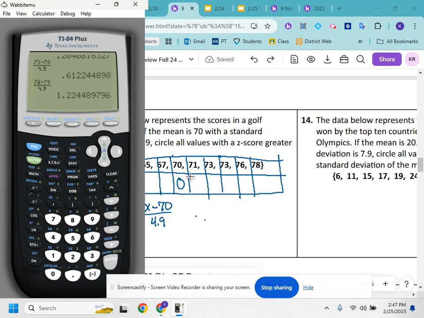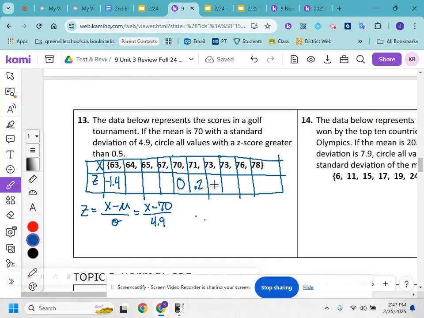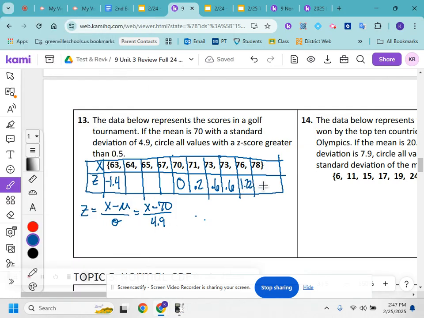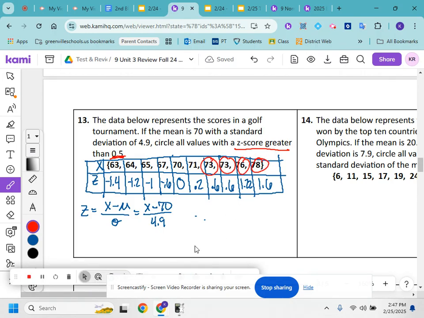Okay, so 71 was 0.2. 73 was 0.6. There's two 73s. 76 was 1.22. Well, we're already greater than 0.5. This is 1.6. And just to fill it in, just so you have it, 1.2, negative 1, negative 0.6. So we're looking for z-scores. Circle all the values of z-scores greater than 0.5, bigger than 0.5. That's these, 1, 2, 3, 4, those 4. That's one way to do it.